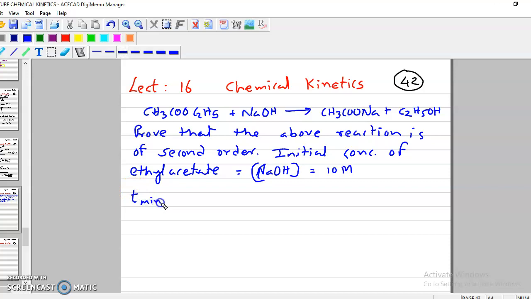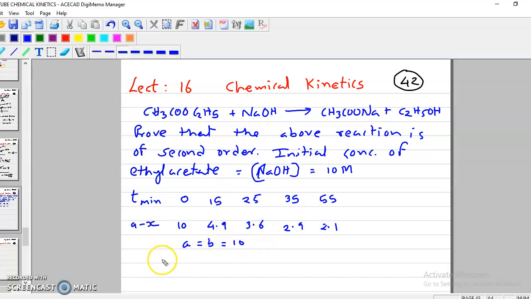First of all, time in minutes, and then you are given a minus x. At 0 time, a minus x is 10. At 15 minutes, it is 4.9. Up to 25 minutes, it is 3.6. At 35 minutes, it is 2.9. And after 55 minutes, it is 2.1. At 0 time, whatever the concentration is given is A. So here A is equal to B is equal to 10.